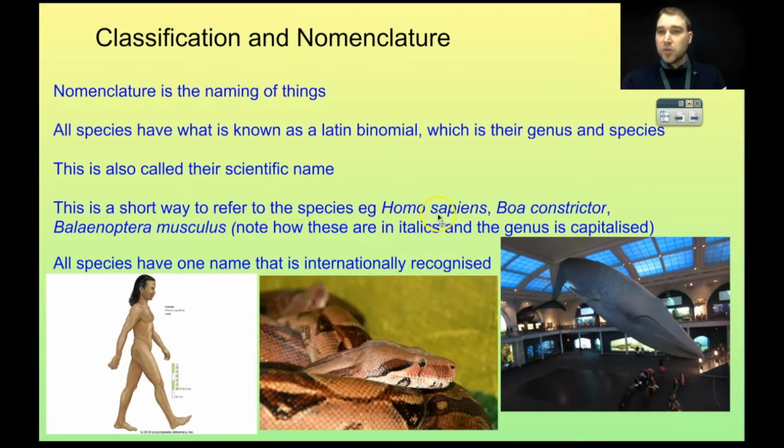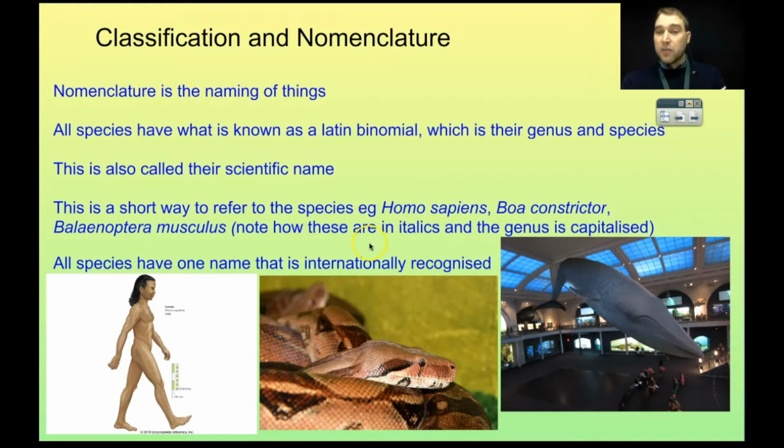So if I refer to Homo sapiens as a scientist, I'm referring to modern humans. If I refer to boa constrictor, I'm referring to one species of large snake. If I refer to Balaenoptera musculus, I'm referring to the blue whale. Important things to note, when you're typing out the name, it should be in italics. So the genus is in italics with a capital, and the species is in lowercase at the start and also in italics. But if you're writing it down, you write it down and you underline it. This is just rules that we have.